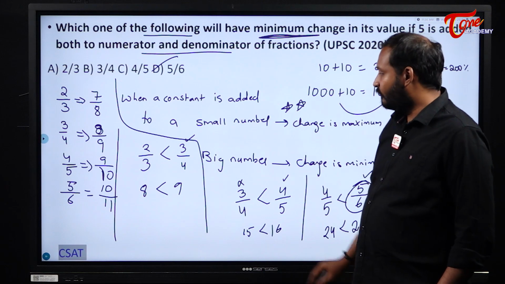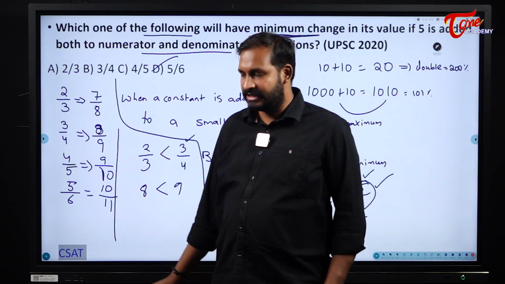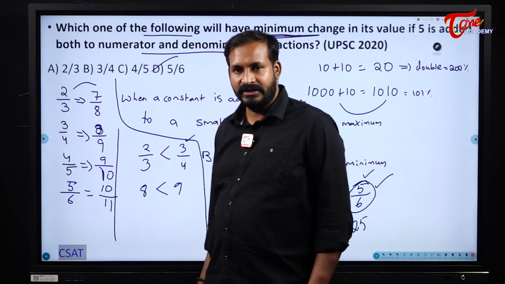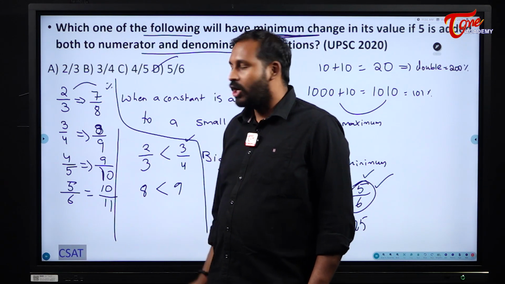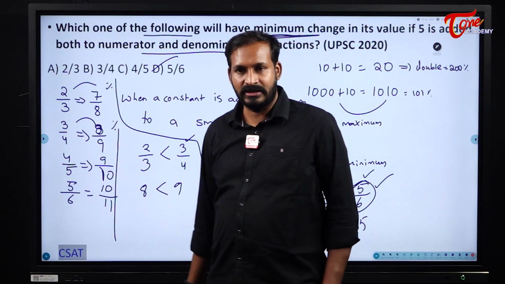If you don't know this concept, students, you need to write out all these additions, find the difference between these two, and observe the percentage, how much it has changed. You need to add this, compare these two, and observe the percentage.